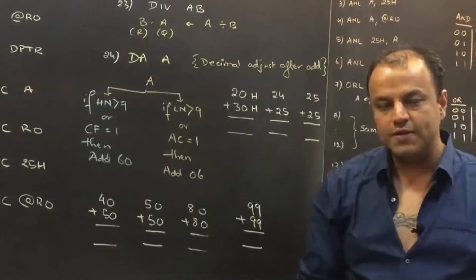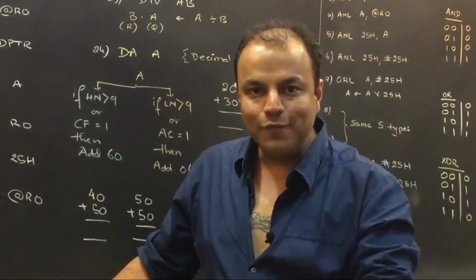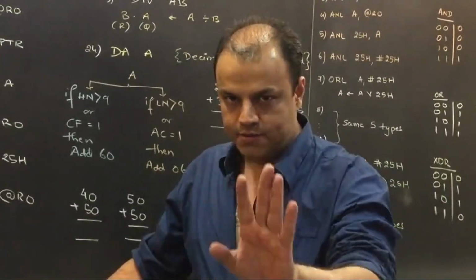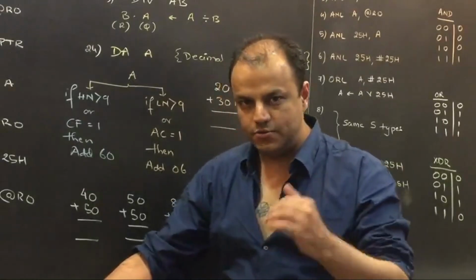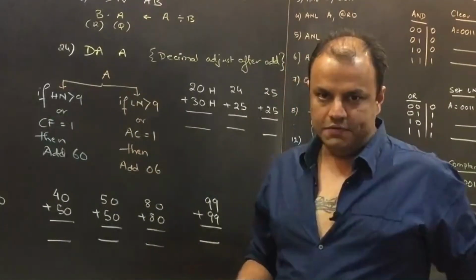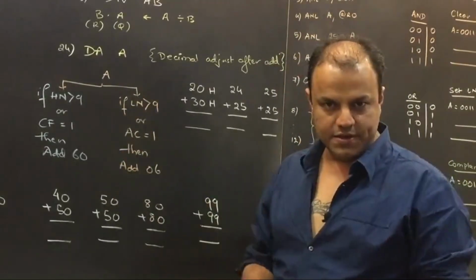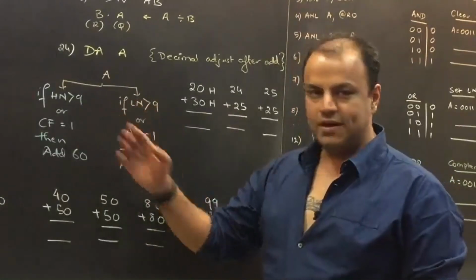Now, the name itself gives you the idea. This instruction can be used only after performing addition. Are you listening? Now, you have done addition, you get a result. That result will be in the A register. In 8051, everything is in the A register. So the A register has two nibbles. It's an 8-bit register, so it has a lower nibble and a higher nibble.